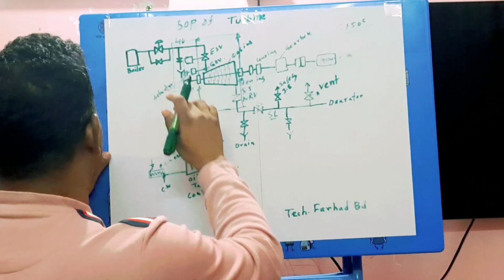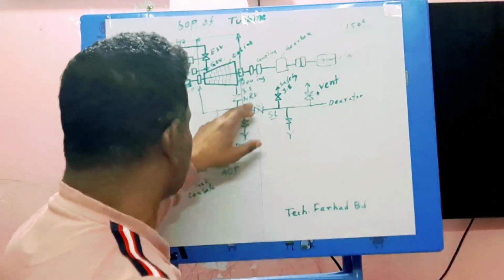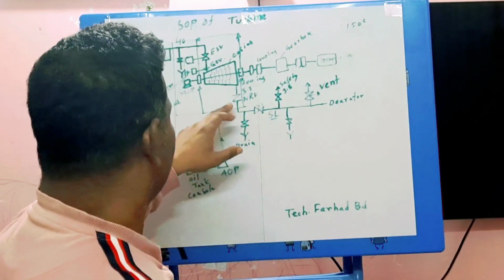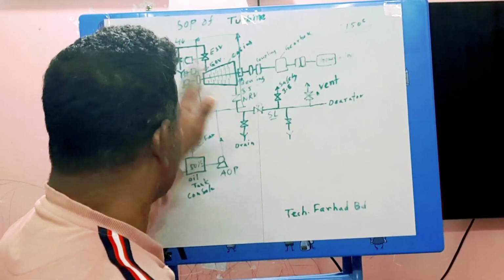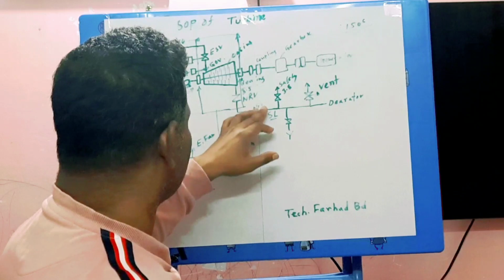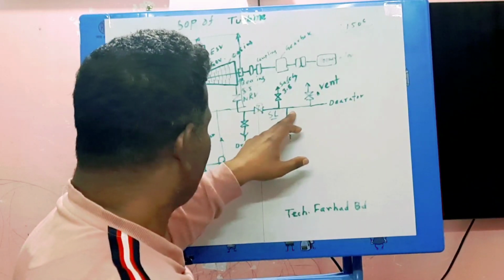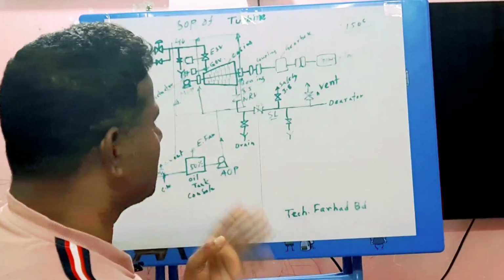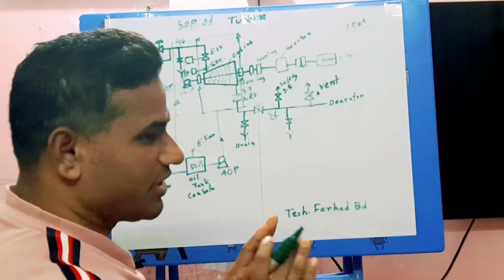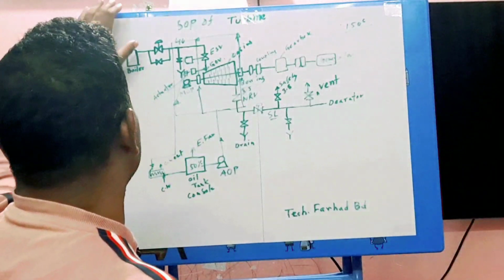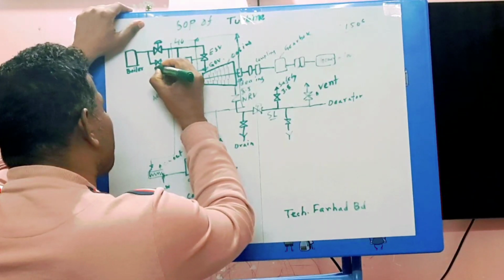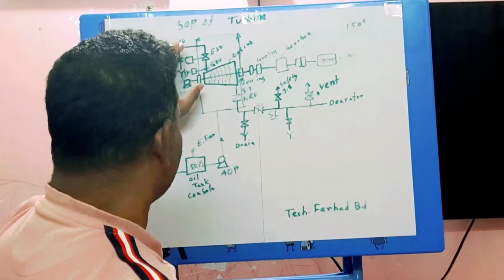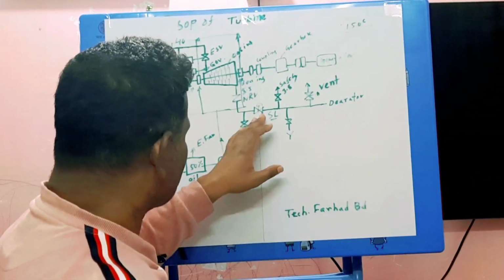You have to open all the drain valves and exhaust valve. The drain valve is used for removing the condensate, and the exhaust valve also needs to be opened for removing the condensate from there. So when these three actions are complete, you have to open this turbine bypass valve, and you have to check this exhaust pressure.